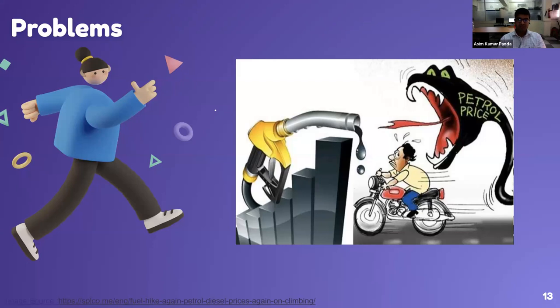And nowadays, everywhere there is a hit for petrol or fossil fuel price rise. So this is a real problem, okay? Now we can have some solutions on these problems, right? So this is the problem, third problem actually, okay.